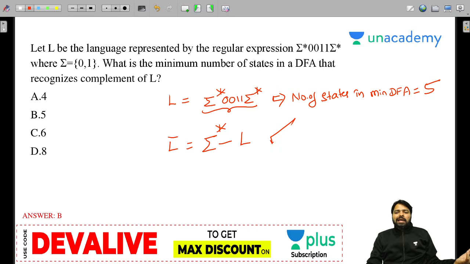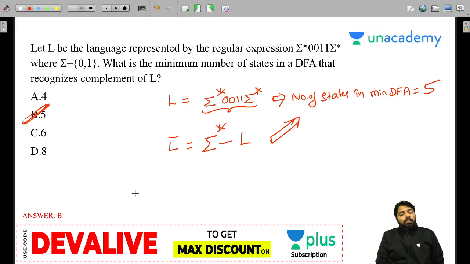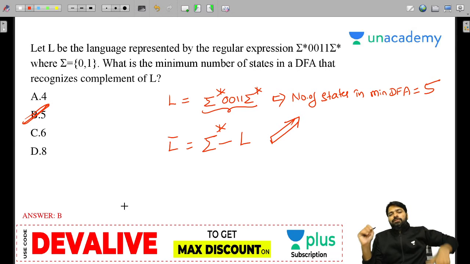L and L complement always take the same number of states. By interchanging final and non-final states, you will get the other language. If you know the machine for L, the same machine can be used for L complement by interchanging final and non-final. So the answer is going to be 5. The DFA of L and the DFA of L complement differ only by the finals and non-finals; the structure of the machine is exactly the same.